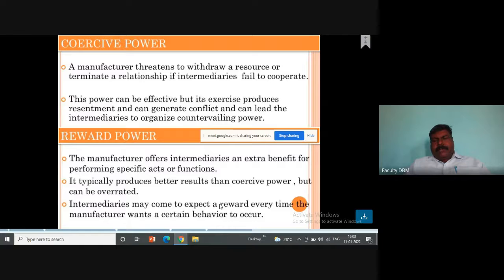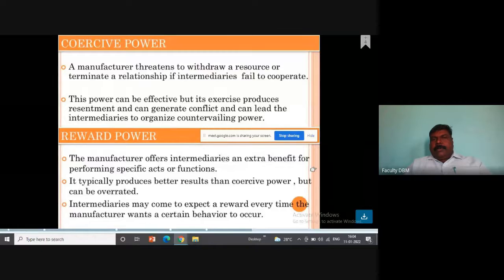Intermediaries may come to expect a reward every time the manufacturer wants a certain behavior to occur. If a manufacturer says that I need more sales, last year we did 20%, I need 30%, and if you do 30%, I'm going to give this. If you give an offer, that is called reward power.